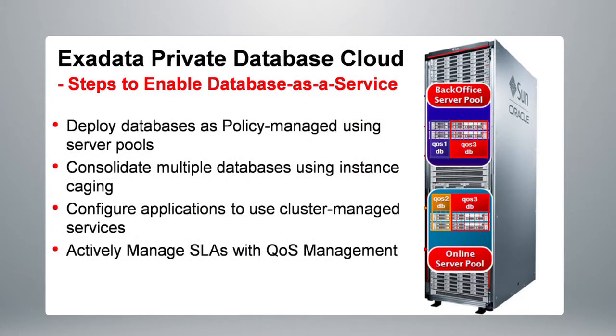So in summary, the steps to get to your private database cloud and database as a service deployment are to actually deploy these databases in a policy managed format. Deploy them into server pools and lay out your server pools based upon the business requirements. Consolidate multiple databases on the shared resources using instance caging within Resource Manager, and let QoS management actually manage the CPU count to basically horizontally slice the database on that vertical server.